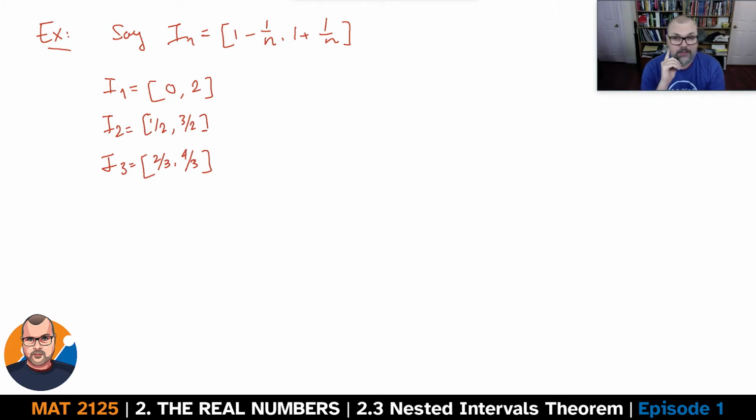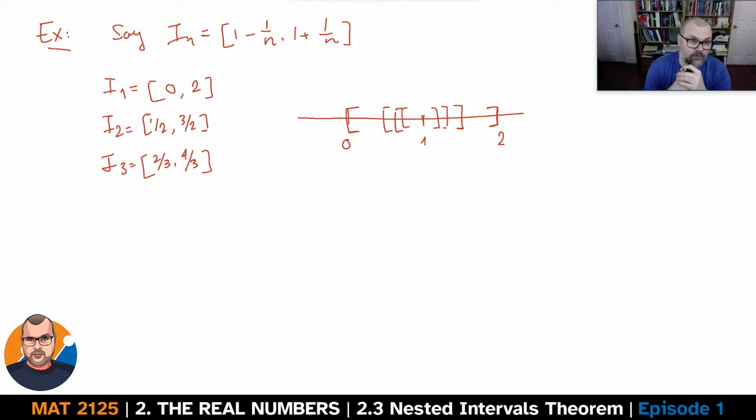Now let me draw these intervals here. The first interval is [0, 2]. The next one, this one here, [1/2, 3/2]. The next one will be [1/3, 3/3]. You can imagine the next one being [1/4, 5/4], and so forth. So these are all closed intervals, and they clearly form a sequence of nested intervals.